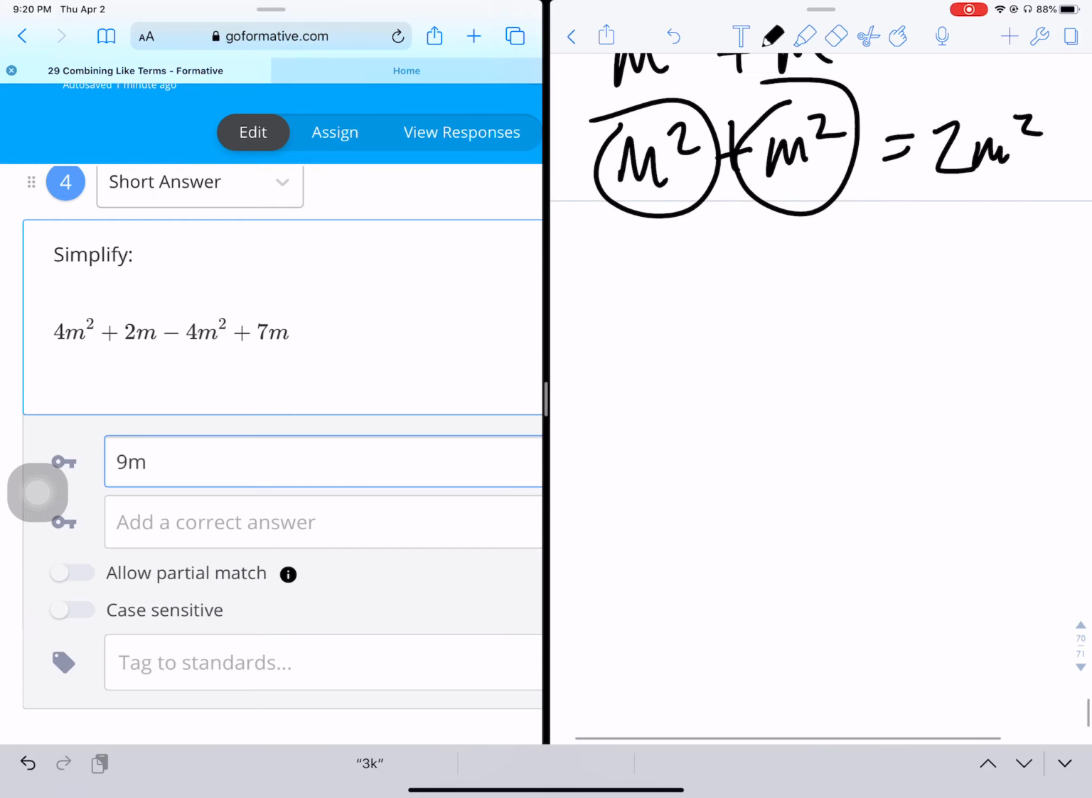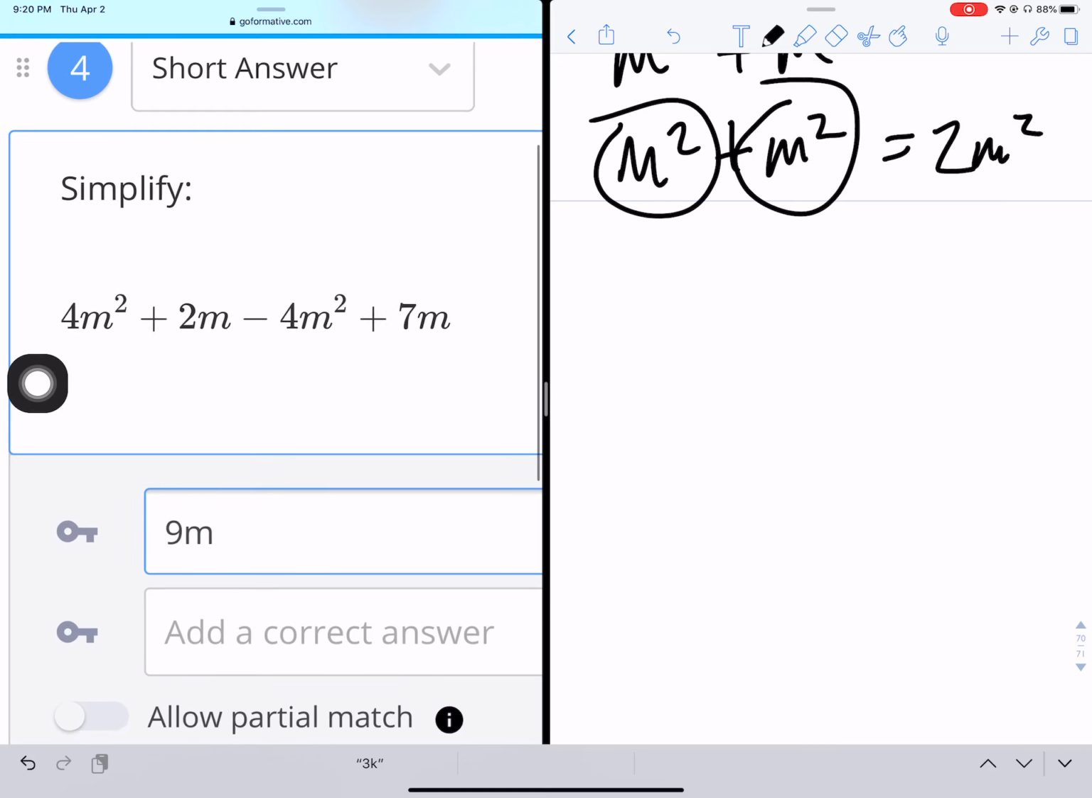So if you look carefully, I'll zoom in over here. See this 4M squared? Where's the other M squared? Here? But look at it, it's a negative 4M squared. These are opposites, which basically means 4 take away 4 is nothing. They go bye-bye. No more M squareds. M squareds are gone. What are you left with? 2M plus 7M, which is why my answer is 9M.